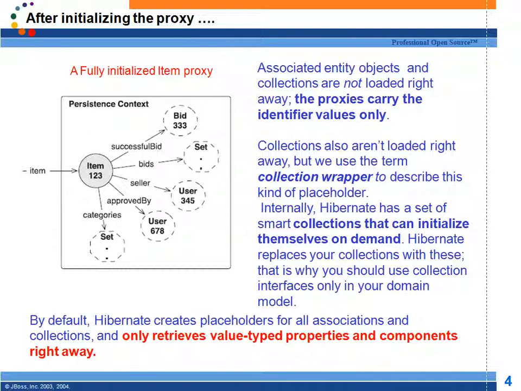That is why you should use the collection interface only in your domain model. Whenever you are creating variables in your domain model, you should always use interface types. You never use a concrete type. You should not use a variable type such as ArrayList or HashSet. The variable type should always be an interface type, because Hibernate will replace your collections with its own collections at runtime. The collections used by Hibernate can load themselves dynamically whenever we try to access them for the first time.